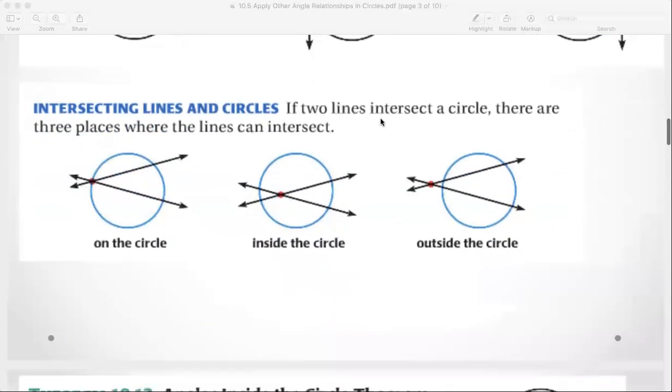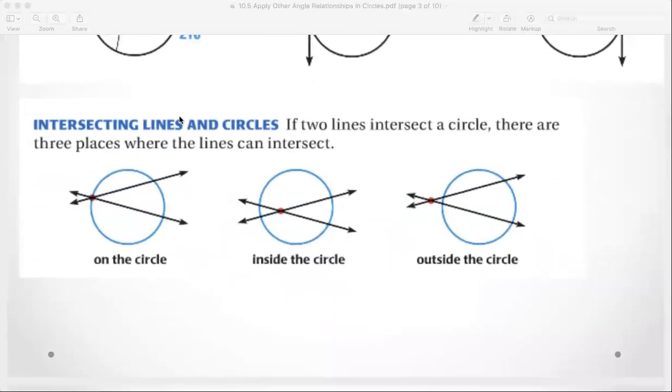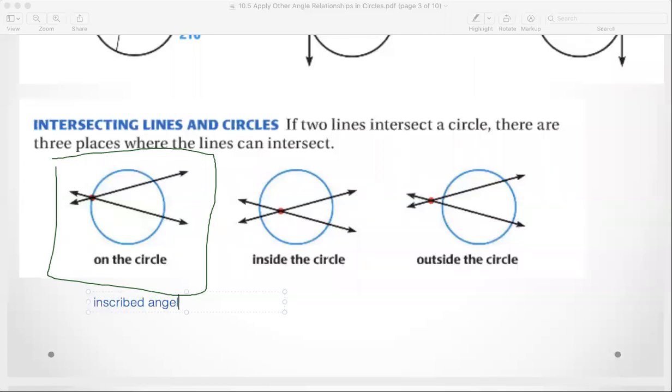Okay, so here we've got examples of where two lines can intersect on a circle. We have worked with this case here. This is the only case we've worked with. I'll highlight it, I'll circle it. And this would be where you have the intercepted arc and the inscribed angle. Let me type that here. So this is the inscribed angle and intercepted arc, okay? Now the next two cases are what we're going to talk about next.